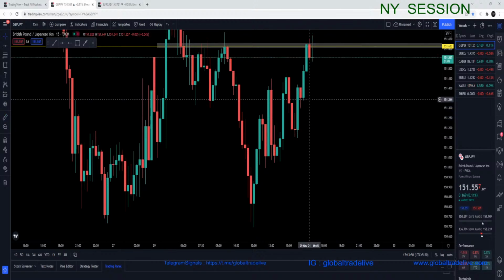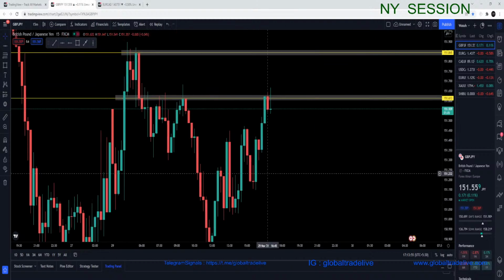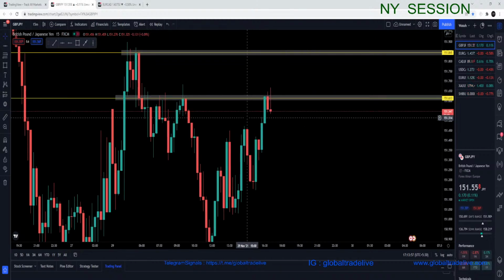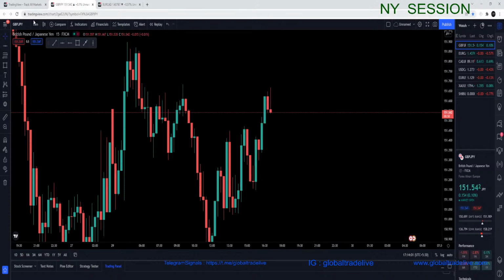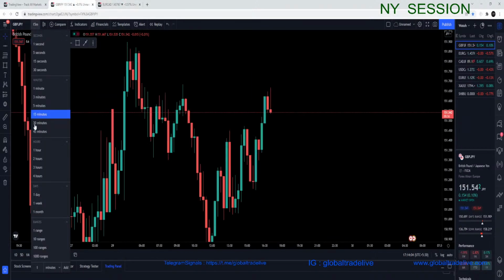I think good sells will be below this area, but I'm going to analyze it in the higher time frames down to the lower time frames. So I'm going to remove everything from the chart, and let's just reanalyze everything over here.